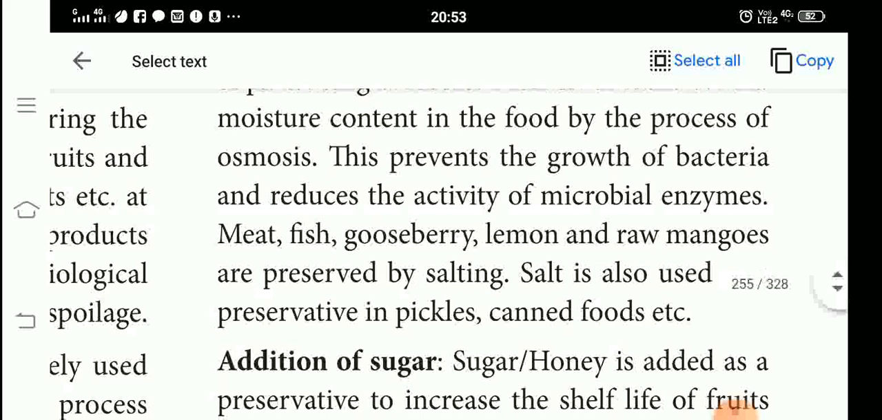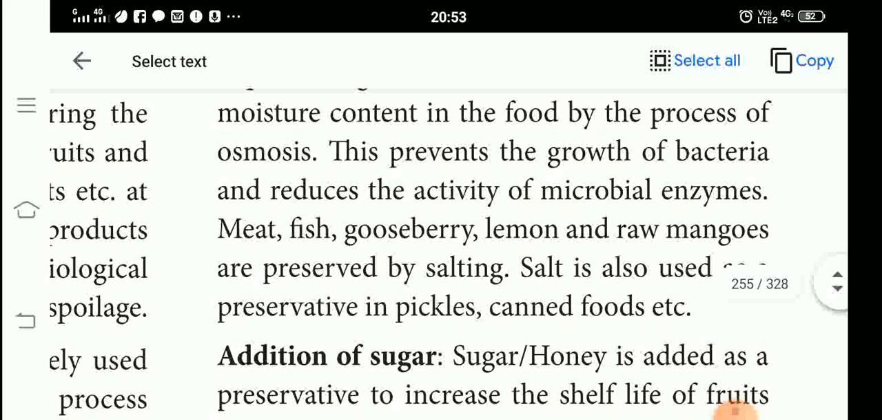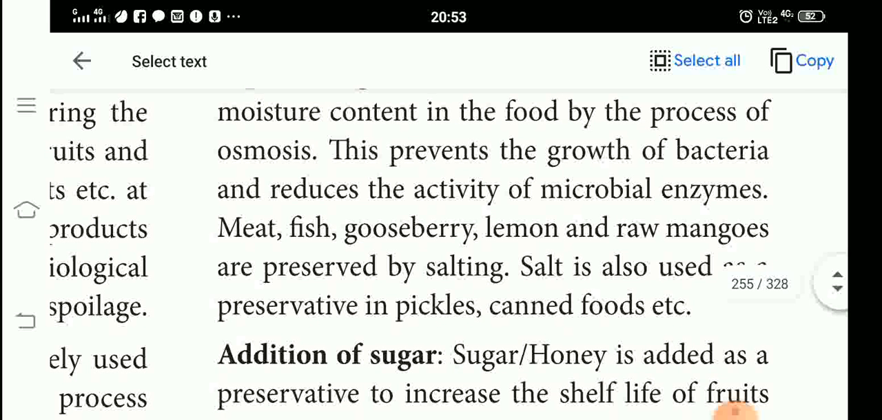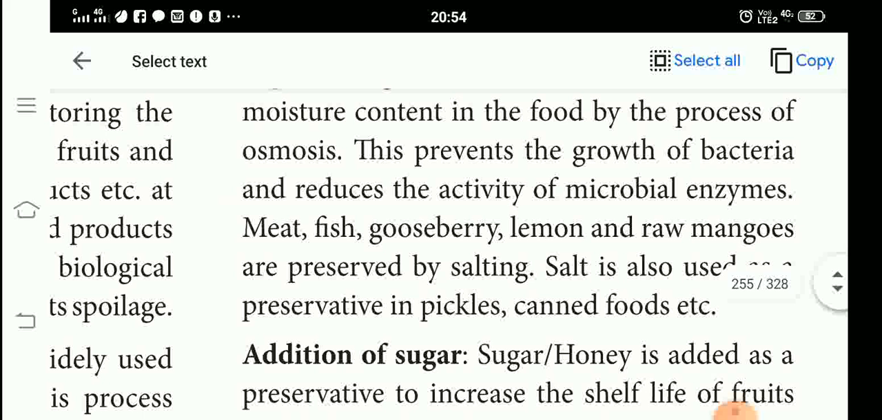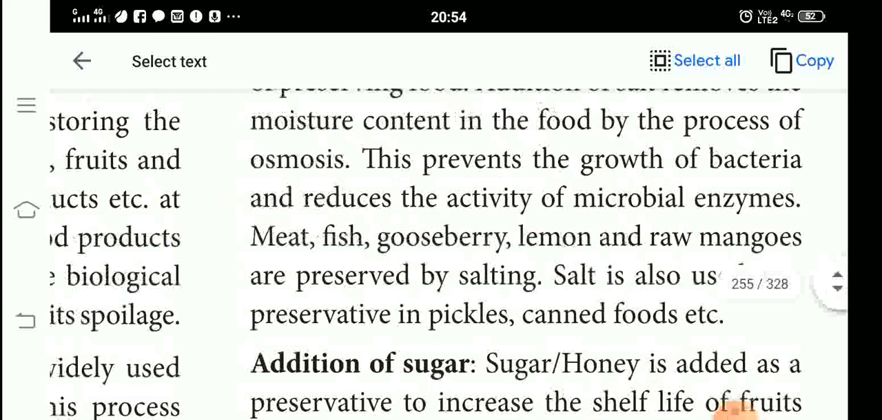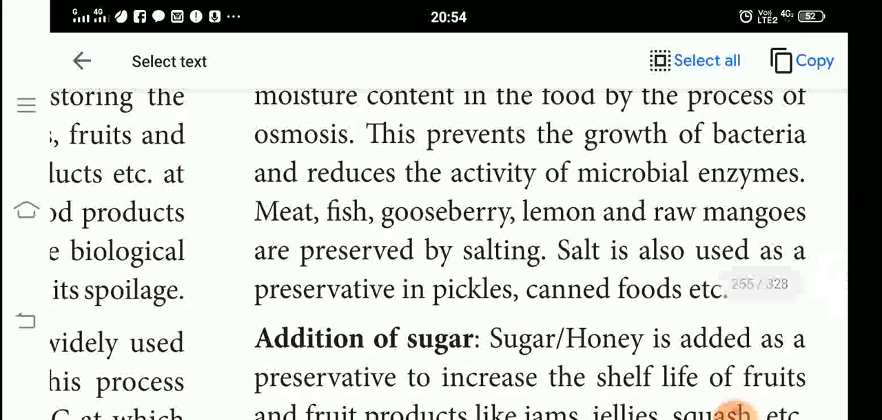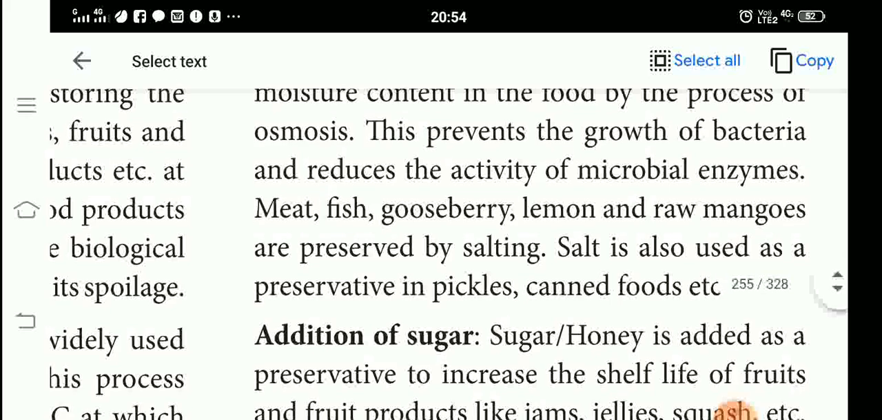I already told you, if any moisture is present in the food, it will be easily contaminated. If we keep the lemon or mango in salt, all the salt will absorb the water from the mango. All the water will be sucked out by the salt. So the moisture is reduced, and no microbial activity or microbial enzyme activity will take place in the lemon or mango. Examples are meat, fish, gooseberry, lemon and raw mangoes, which are preserved by salting.